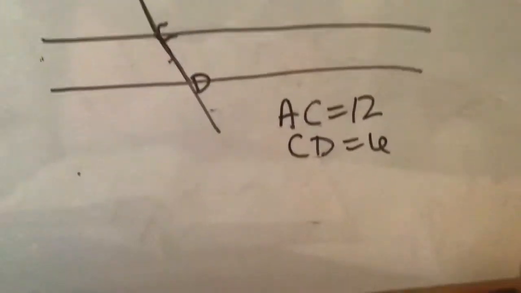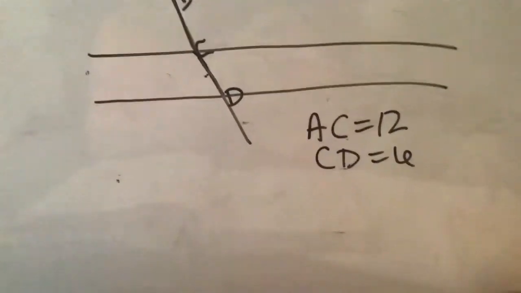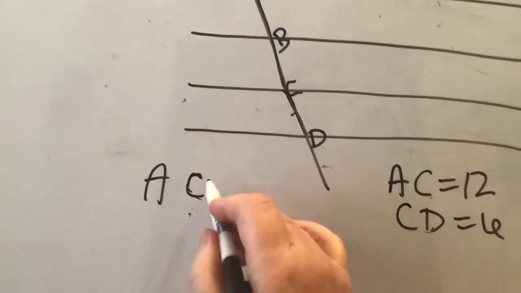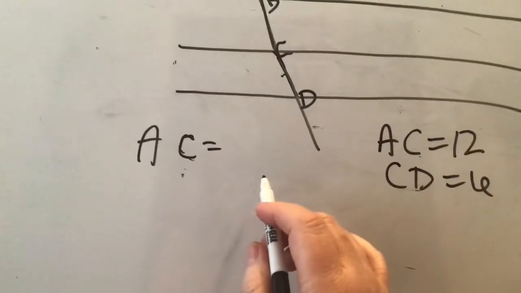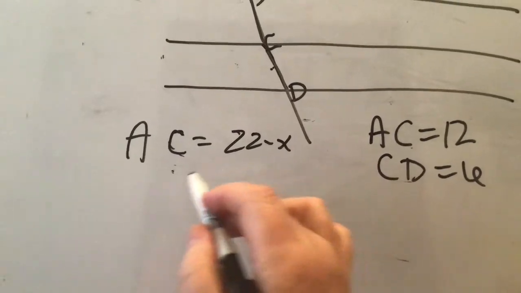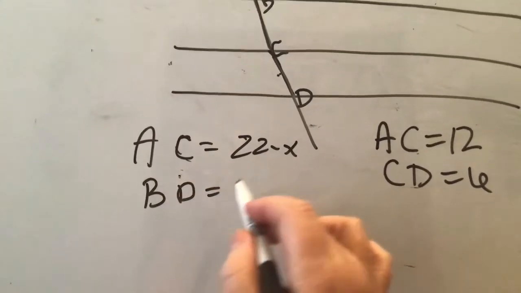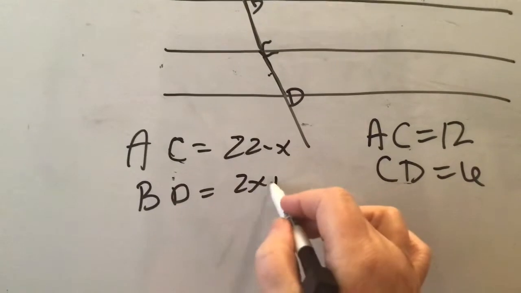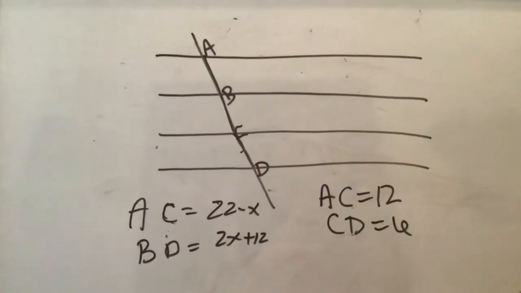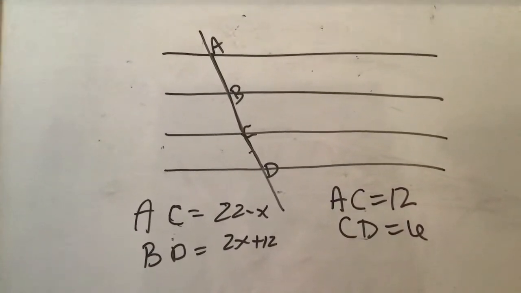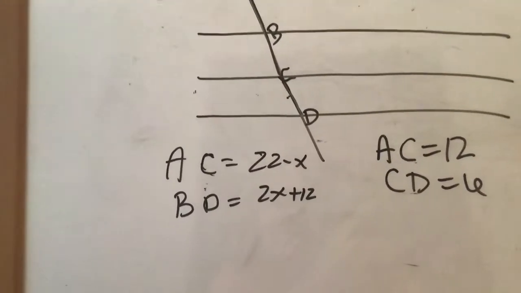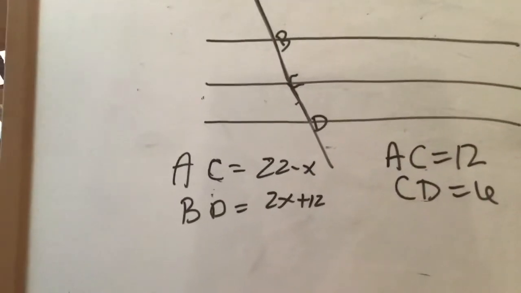There'd be some questions similar to that, but they'll also do stuff like, okay, let's say that AC equals, you're going to have your algebra in here, 22 minus x, and let's say that BD equals 2x plus 12, and we're supposed to find x. Okay, so AC is 2 lengths and BD is 2 lengths, so that makes them equal to each other. So we're just going to set those equal.